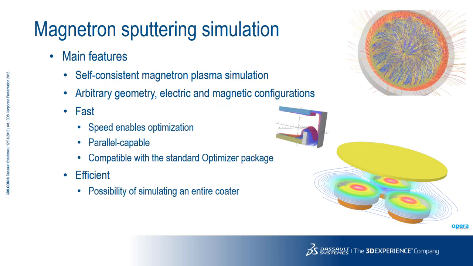The main features are self-consistent magnetron plasma simulation. We can handle arbitrary geometry, electric and magnetic configurations. The software is fast. It's not a PIC code, so execution times are relatively short. Something like this circular example shown will solve in around half an hour on a laptop. And it's efficient. The Opera space charge solver is efficient in its use of memory, and this combined with short runtimes gives the possibility of simulating an entire coater.